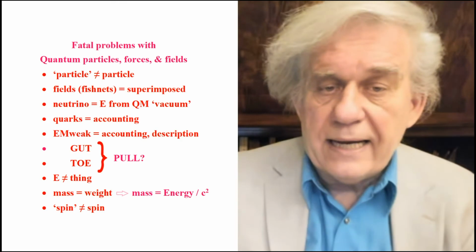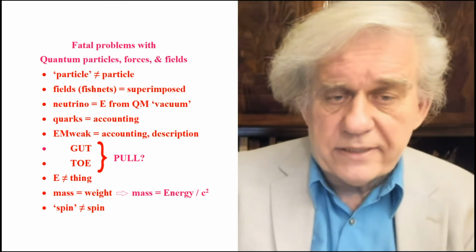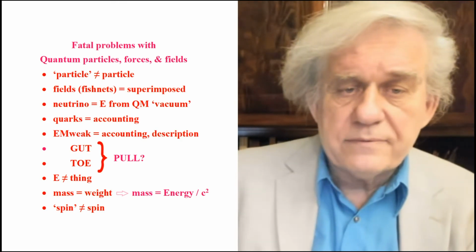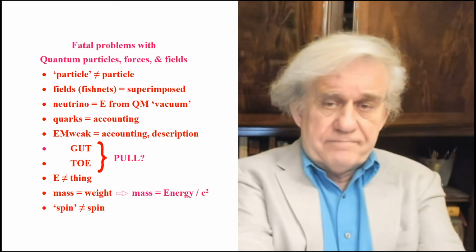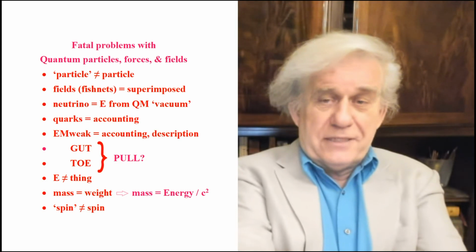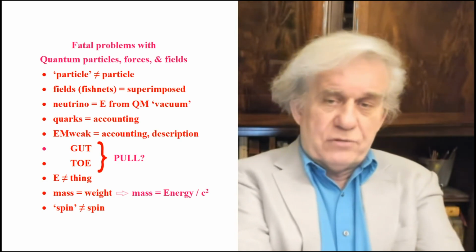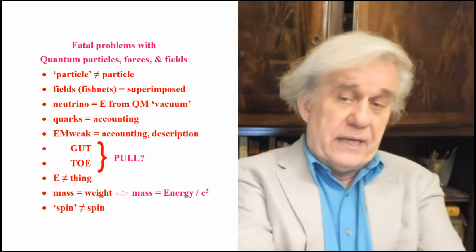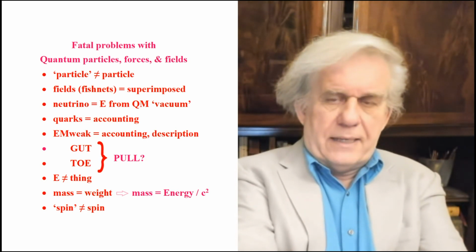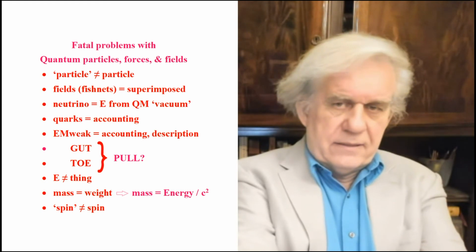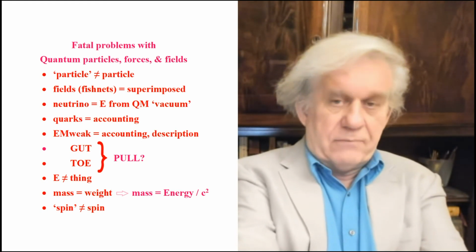Then the next one here is the neutrino. We discussed that. It comes from the vacuum. It's energy that is borrowed from the vacuum. That energy is converted into a particle through E equals mc squared, where m supposedly stands in for the word particle, or the word thing. They're treating mass as a thing, when mass is not a thing.